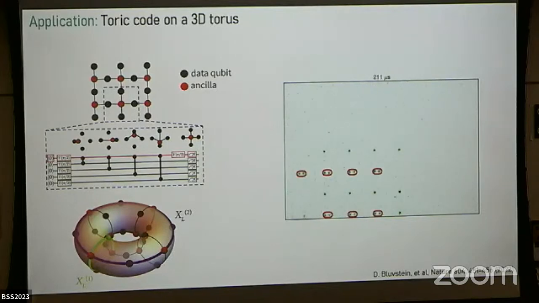Yes, you're correct. So we do something like that. We look at the measurement of the ancilla qubit, and there is kind of a feed forward just in the readout, just in the post processing of the data. Yeah, exactly.